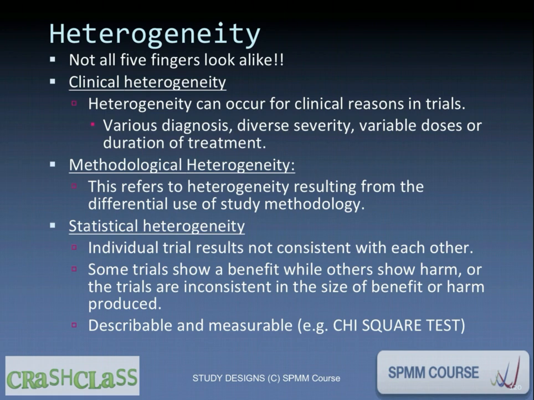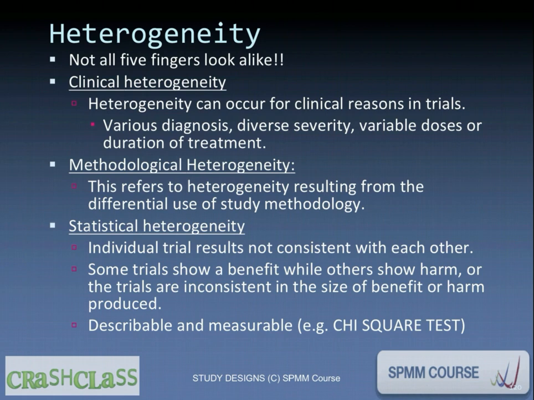You could also have heterogeneity in severity of the disease. Variability in doses might be present. Variability in duration of treatment could be present. All of this will introduce clinical heterogeneity. Now, you cannot quantify how heterogeneous studies are in terms of clinical differences. You can only observe and describe them. You cannot quantify it. In the same way, methodological heterogeneity refers to heterogeneity resulting from differences in the study methodology.